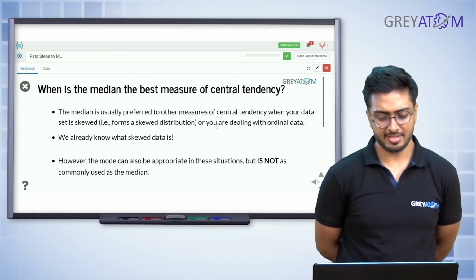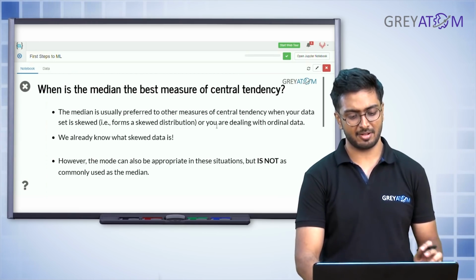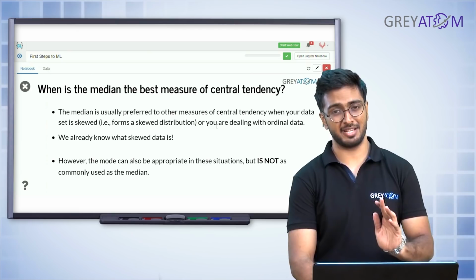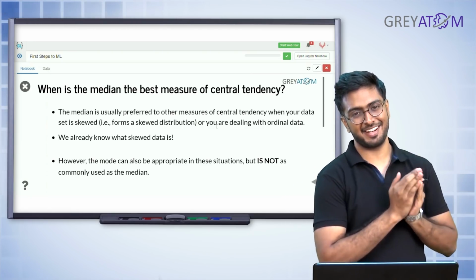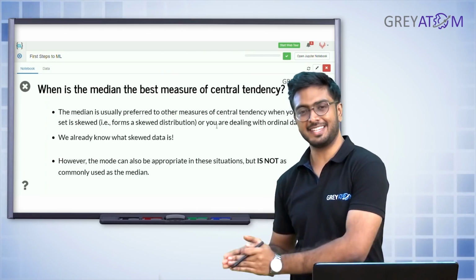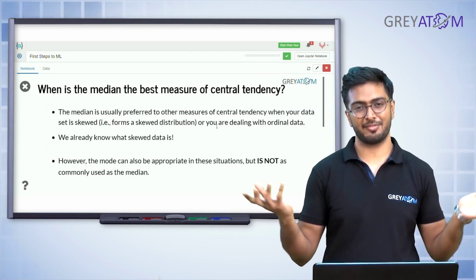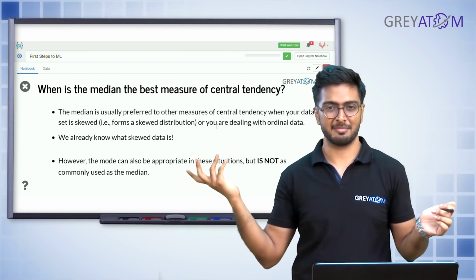So we already know what skewed data is. However, mode can also be appropriate in this situation, but it is not as commonly used as median, right? So just keep that in mind. Mode you can apply in any kind of distribution. If it's continuous, if it's nominal, ordinal, anything, you can. Basically, you are just checking which value is maximally occurring, right? It could be continuous, discrete, doesn't matter.